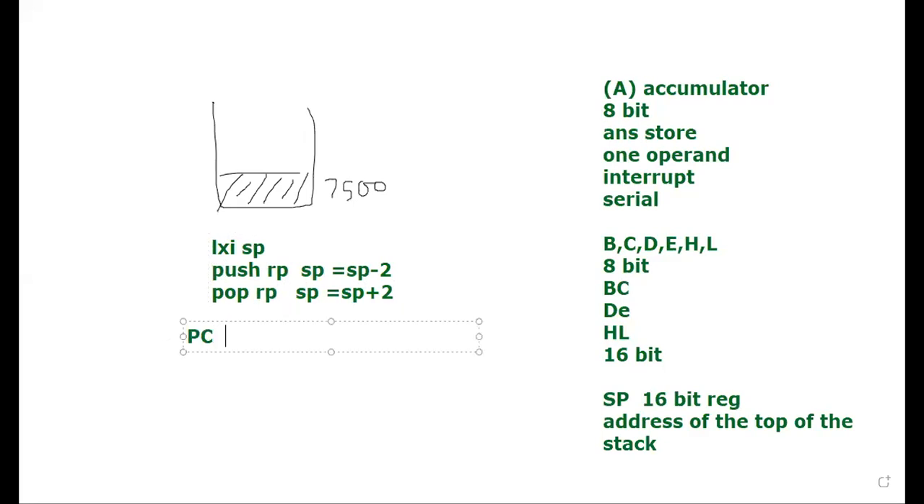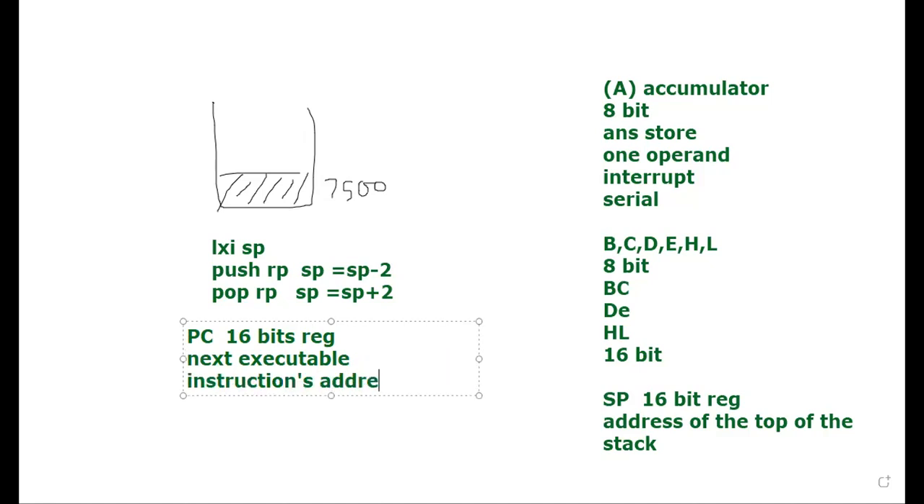Then the program counter, how many bits? It is a 16-bit register. It always points to the next executable instruction's address. So that is the use of the program counter.